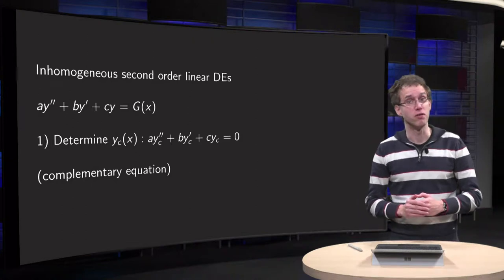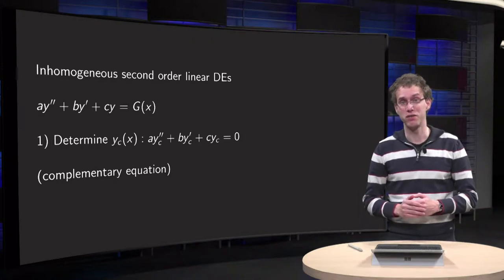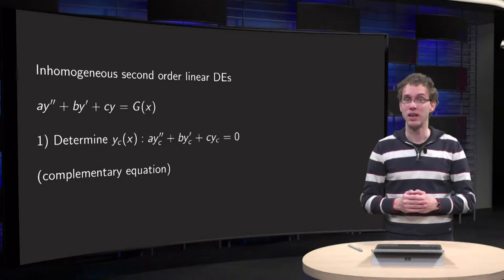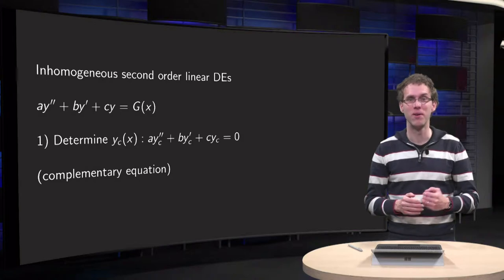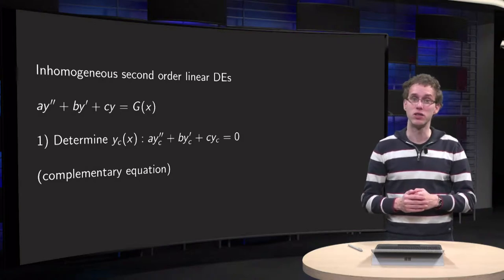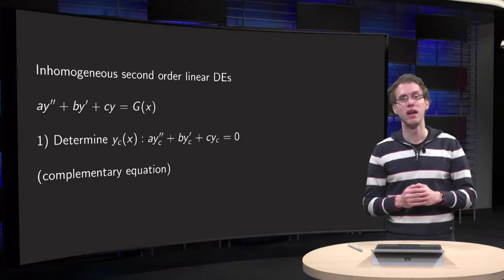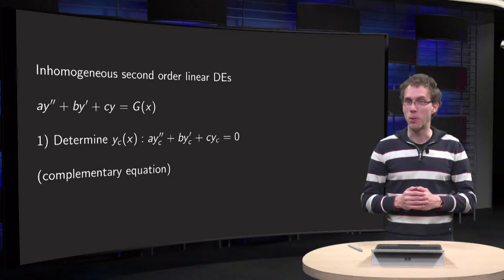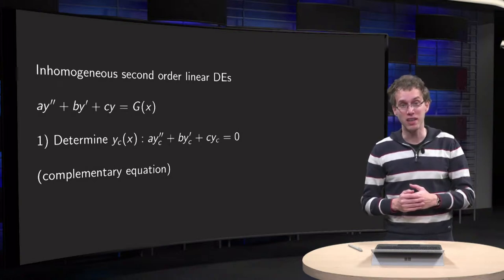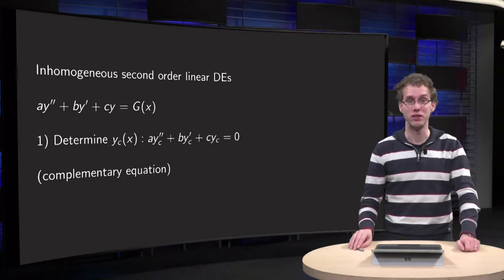We know how to solve homogeneous second-order linear differential equations, but how can we solve second-order linear equations if the right-hand side is non-zero? In that case, our general solution will be the sum of some particular solution and the solution of the homogeneous problem. Why is that? And why do you have the full solution in that case? That's what you will learn in this video.